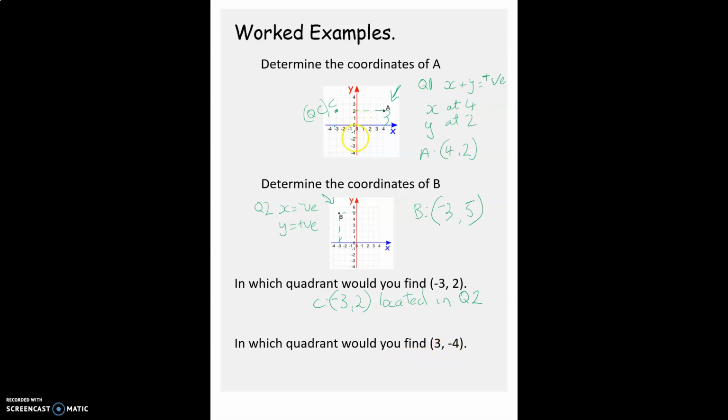All right, so in which quadrant would you find 3, -4? So here, if I use the second grid, where we did our B coordinate, and I go 1, 2, 3, and I'm going down to 4. Find my intersect point here. We'll name that point D. So my D point of 3 and -4, close brackets, is located in quadrant 4.